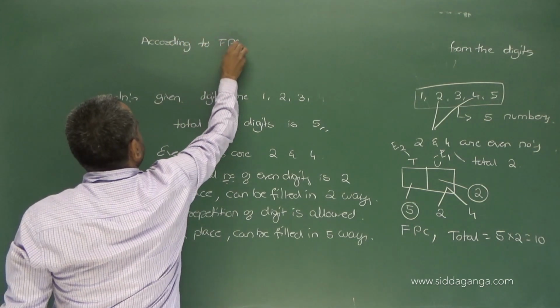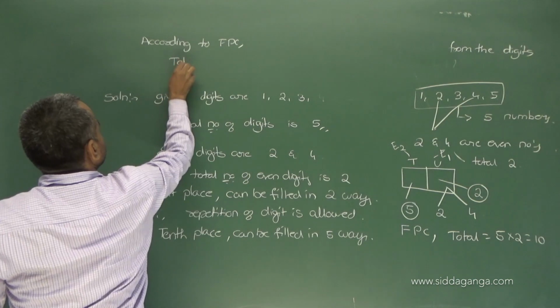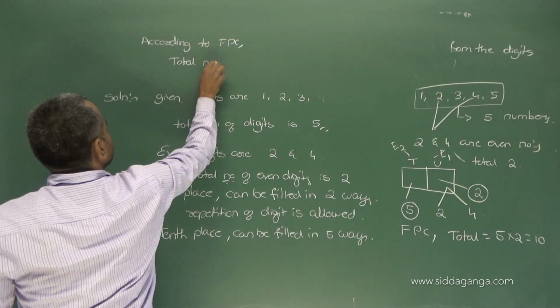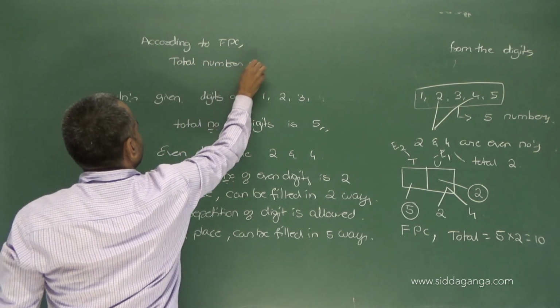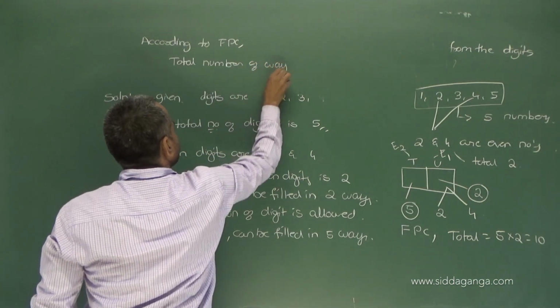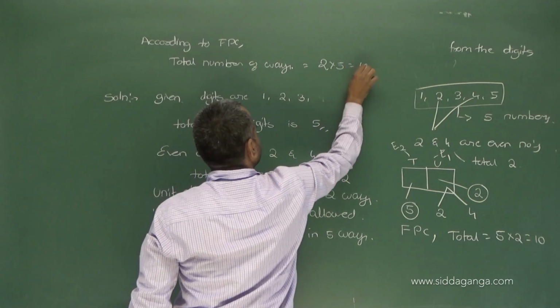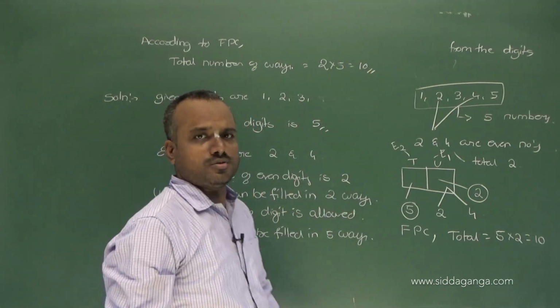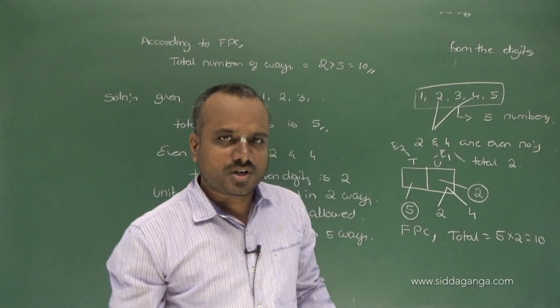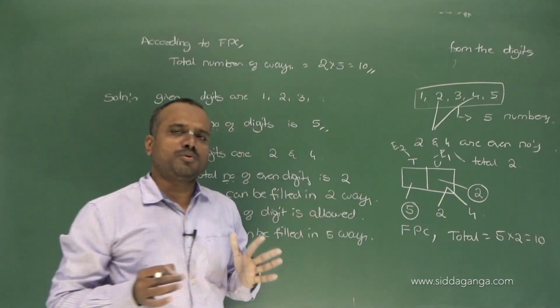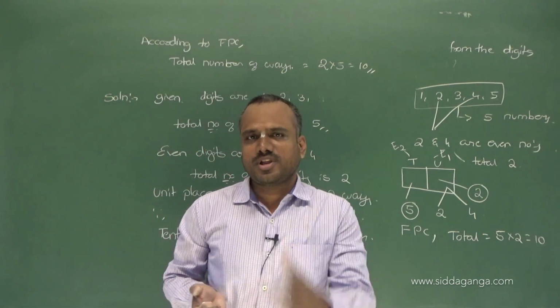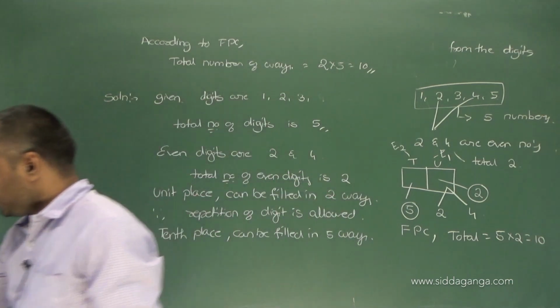fundamental principle of counting, total number of ways is 2 into 5, 10 ways. Understand? Observe this problem. Very important problem. Next, worked example.